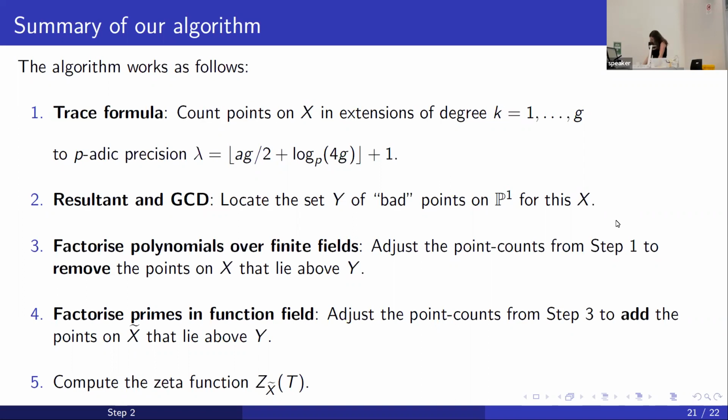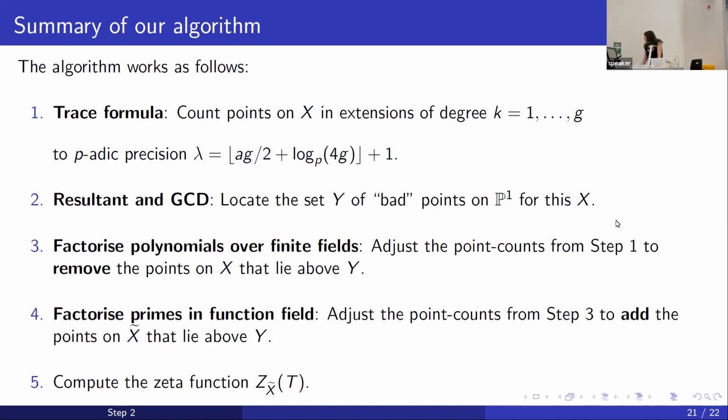The next thing to do then is to locate the set of bad points on the projected line for the input plane curve. And as I said, this is just some resultant calculations and some GCD calculations. The next thing to do then is to compute the subscheme Z of the projected plane curve. And as we're computing it, we're adjusting the point counts from step 1 to remove the contribution of points on bar x that lie above the bad points on the projected line, and this involves just factorizing polynomials over finite fields.